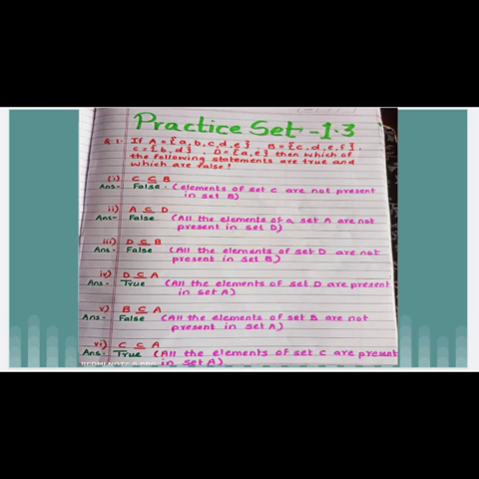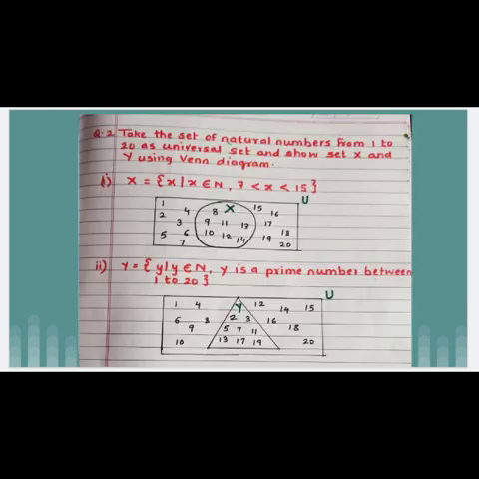Fifth one, B is a subset of A. False. All the elements of set B are not present in set A. Sixth one, C is a subset of A. Answer true, because all the elements of set C are present in set A. Okay, students?